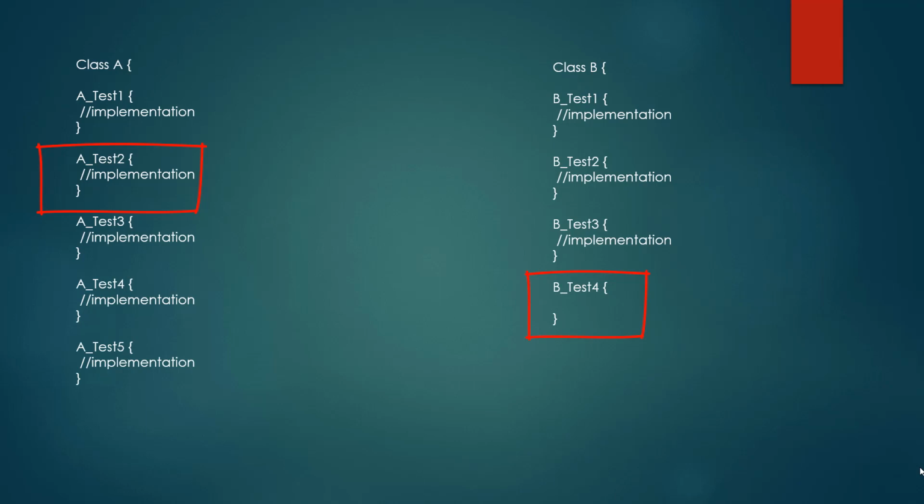Now, after method reference, what will happen? Whenever a user calls this B_test4, then the developer will invoke A_test2's properties inside this method. This concept of referring one method to another method is known as method reference.